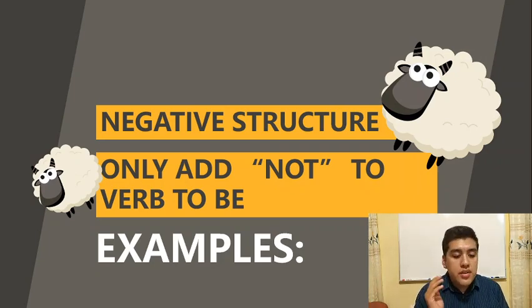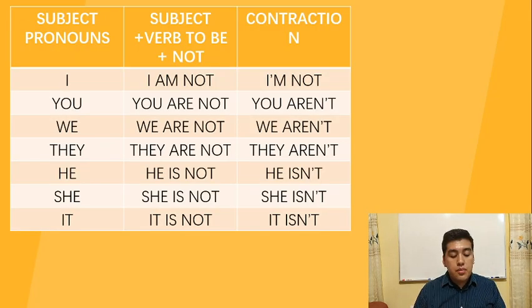Okay, now what about the negative structure? Only add not, the word not, to the verb to be. Examples. The subject pronouns for verb to be plus not. I am not, you are not, we are not, they are not, he is not, she is not, it is not. In the contraction, I'm not, you aren't, we aren't, they aren't, he isn't, she isn't, it isn't.